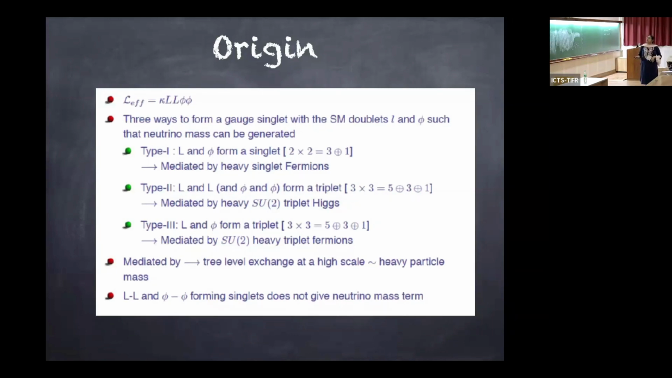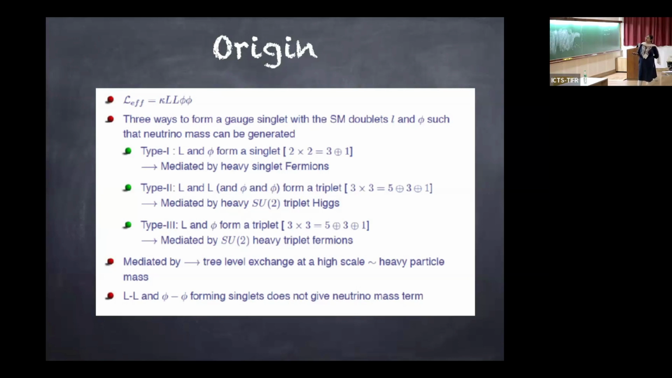But now let us see, group theory wise, how I can get this kind of term in the Lagrangian. Because of group theory, I need to have this as a singlet term. There are various possibilities. One is that L and phi form a singlet. Then I have 2 cross 2 is 3 plus 1. This kind of term will be mediated by heavy singlet fermions. This is known as the type 1 seesaw.